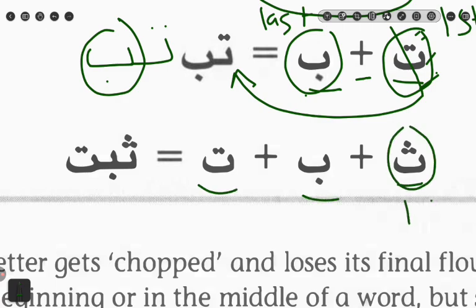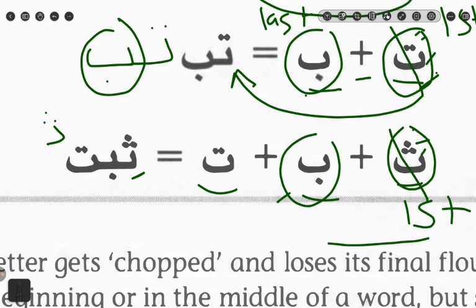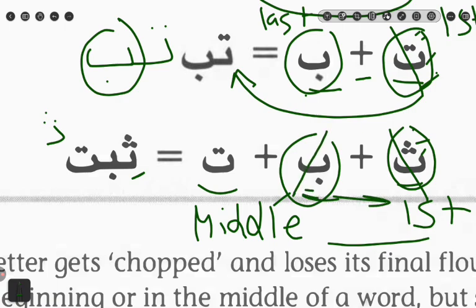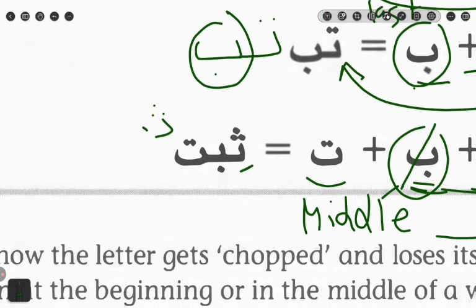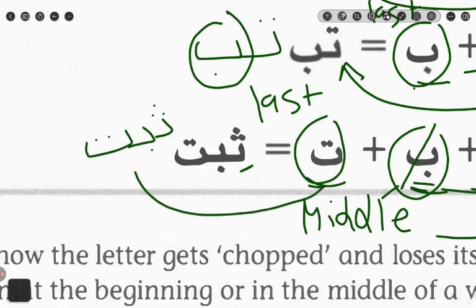Let's see three letters, tha plus ba plus ta. Tha is the first one, so we're gonna chop it and take only this part, tha, like this. Ba here is the middle letter, and we're gonna do the same as we did in the first one, so we're gonna chop it and take only this part, so tha ba. And then ta is the last letter, and as we said before, we don't have to chop it, we're gonna put it in its full shape as usual.